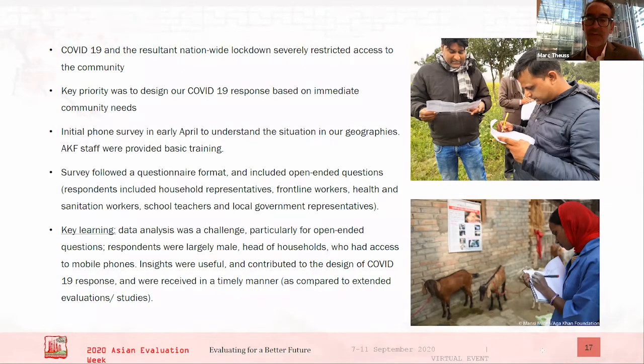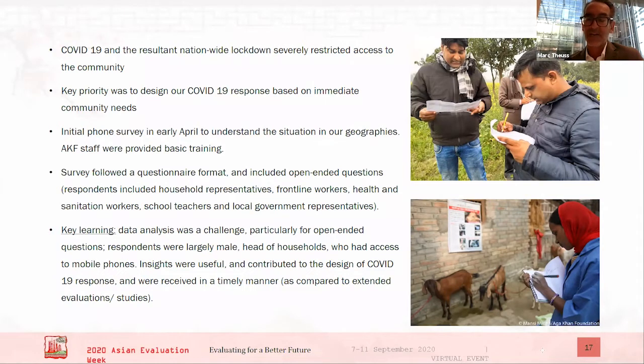The telephone interview that they implemented was based on a survey that had both open-ended and closed questions. The key respondents they focused on were household representatives, frontline workers, health and sanitation workers, and school teachers. I think the key positive learning was that they generated really useful insight through that process, and they were able to generate evidence very rapidly and in a timely fashion, which could feed into a process of design to address the key issues faced within the COVID-19 era.